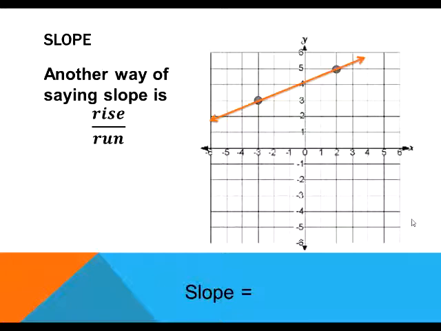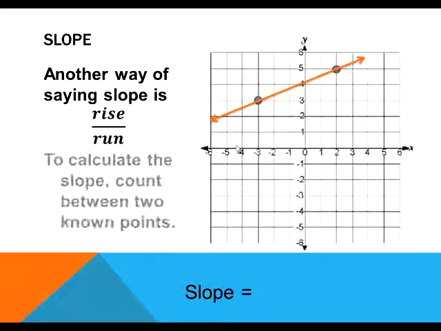Another way of talking about slope when looking at graphing lines is what we call rise over run. Rise meaning up and down in the y direction, as in the y-axis. Run meaning left and right, as in the x direction for the x-axis. When we find slope, count between two known points.